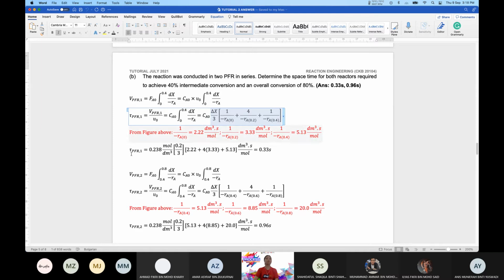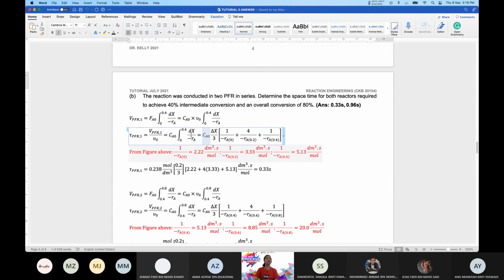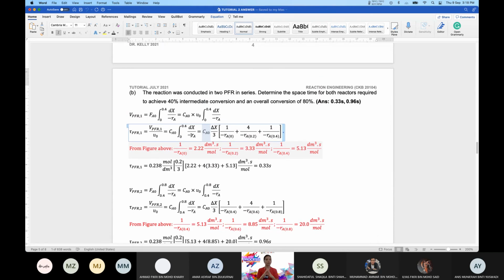So the space time for the first PFR equals again CA0. The CA0 we already calculated from part 1 of the question, and we can use the same CA0 because they didn't say any changes. And that becomes delta X per 3, in brackets, integrating for the first reactor from 0 to 0.4. So first point is 1 per minus RA at my initial X of 0, last point 1 per minus RA when my X is 0.4, and the middle X will be 0.2.